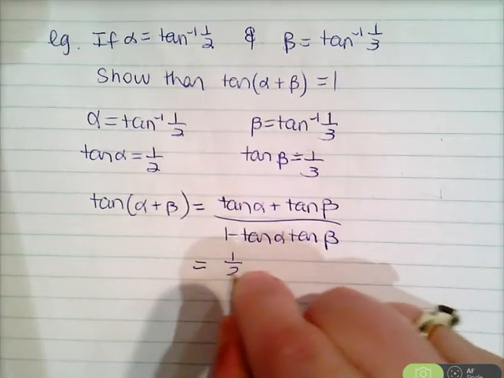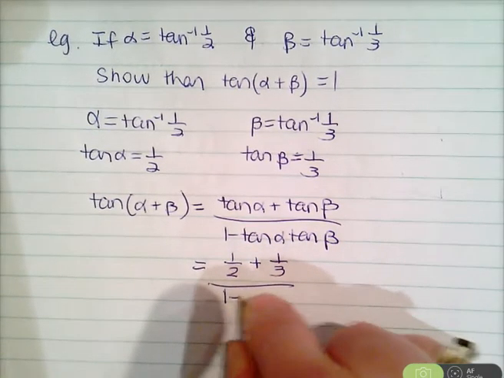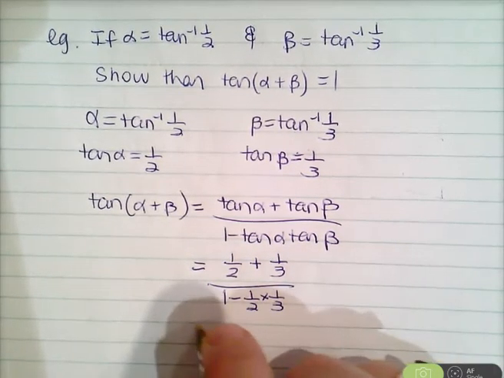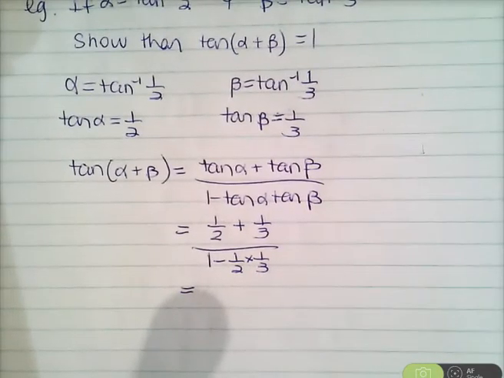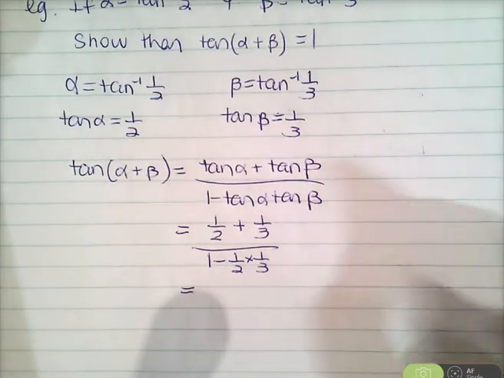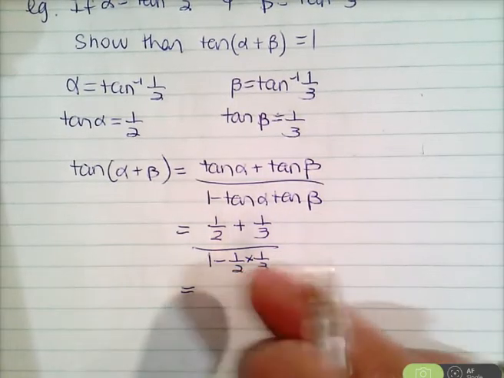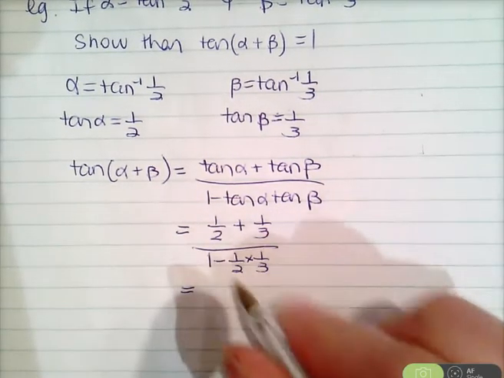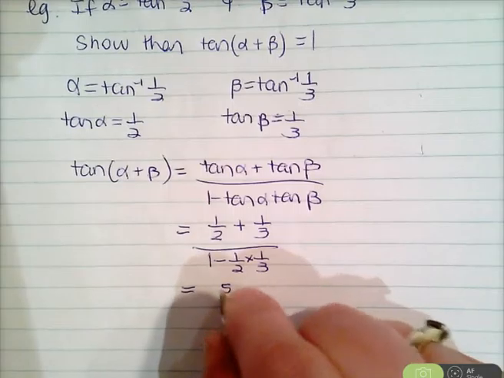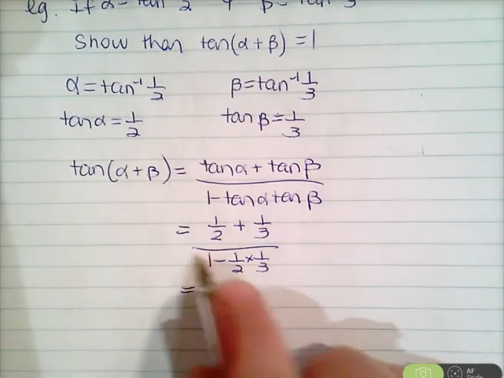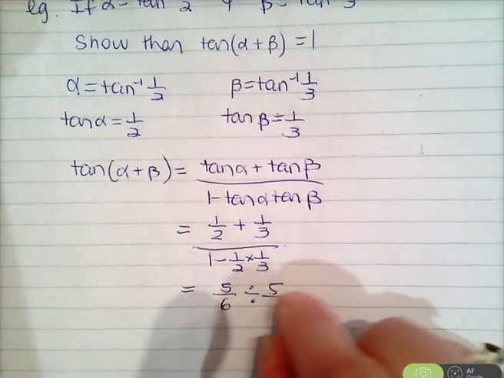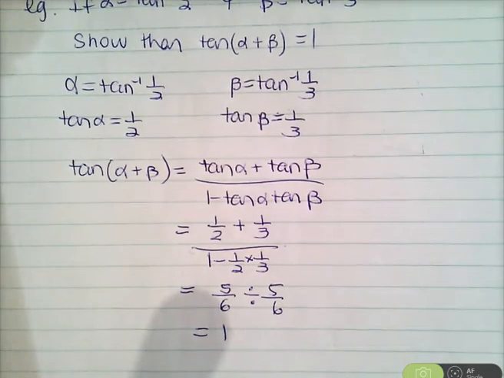So here tan of alpha is 1/2, tan of beta is 1/3, over 1 minus 1/2 times 1/3. Now the easiest thing to do here, I mean, you can go common denominators if you want, I like to multiply everything through by 6, because the lowest common denominator is 6. 1/2 plus 1/3 we know is 5/6, divided by 1 minus 1/6, which is 5/6. So that's 5/6 divided by 5/6, which is 1. So we've shown that tan of alpha plus beta is 1.